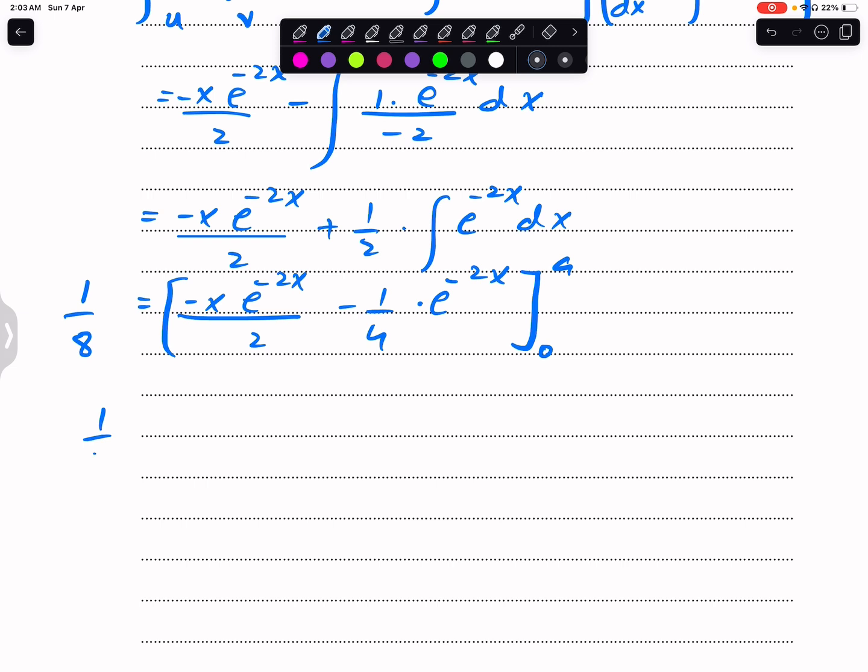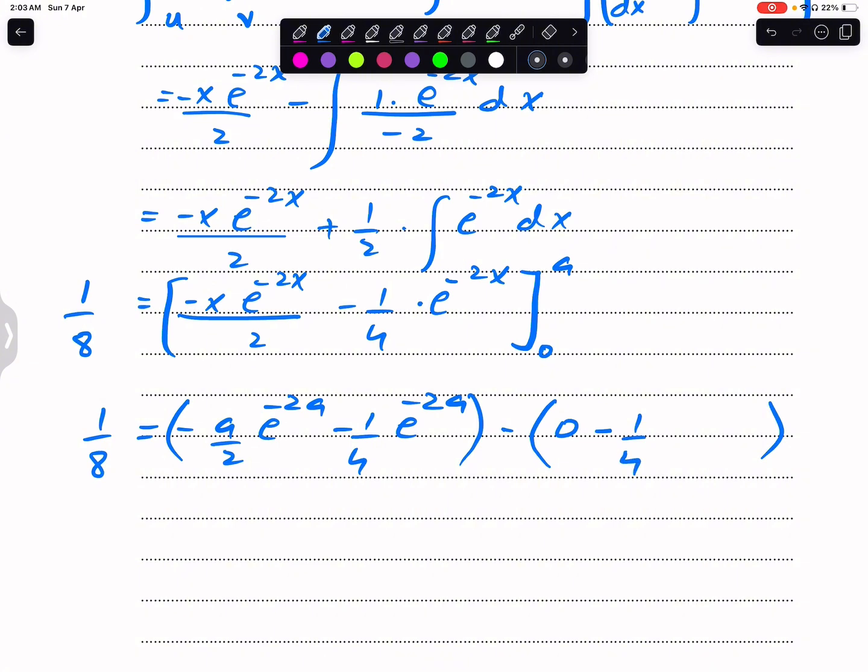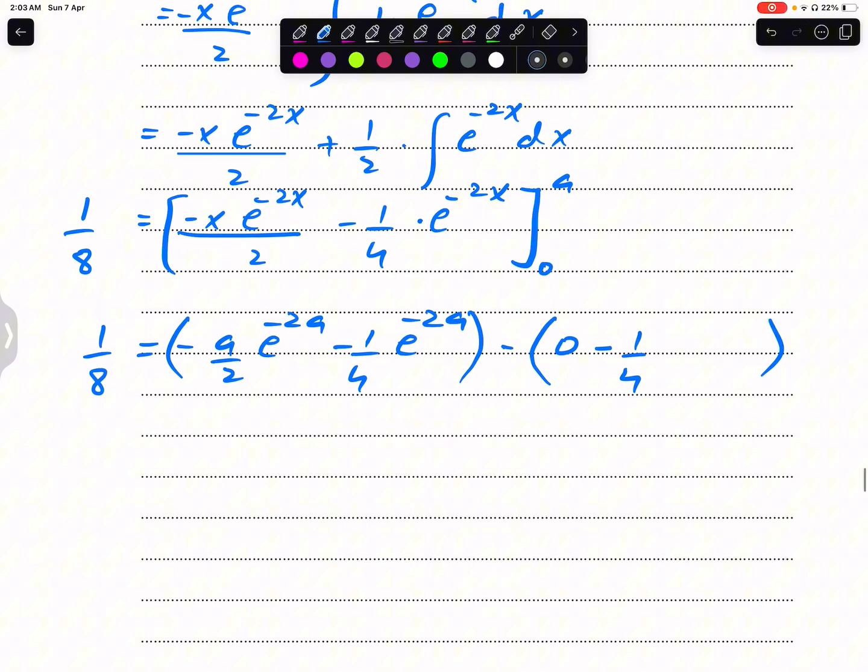Now write 1 over 8 is equal to, put the limit a, you will get minus a by 2 e raised to power minus 2a minus 1 over 4 e raised to power minus 2a. This is upper limit, then minus lower limit will be, this will become 0 and then minus 1 over 4, e raised to power 0 is just 1. So bring 1 over 4 on the other side, 1 over 8 plus 1 over 4, so on the left side will become minus 1 over 4 is equal to.